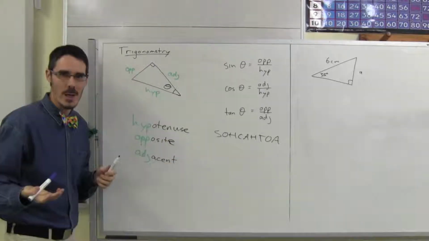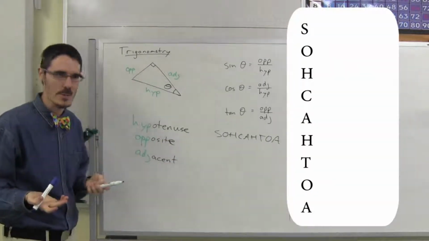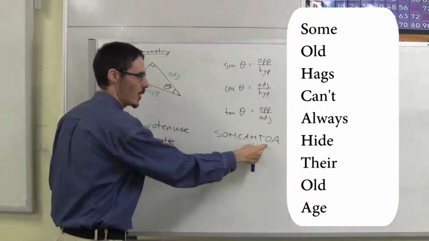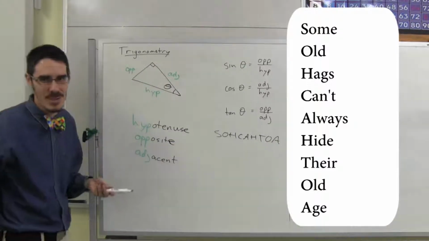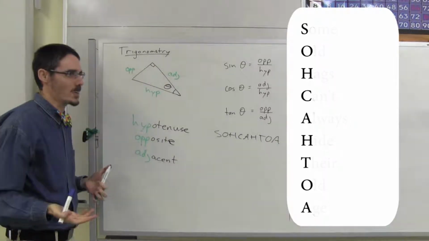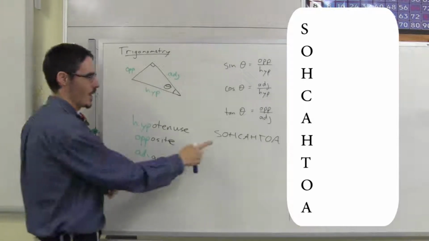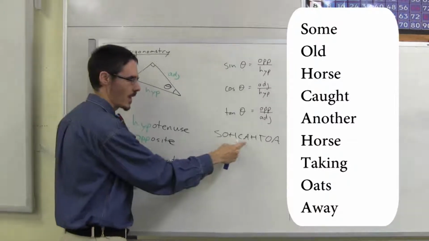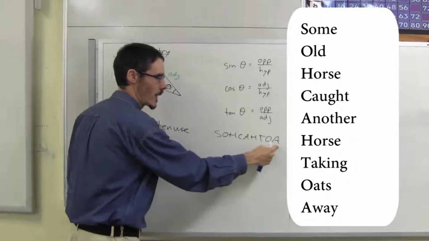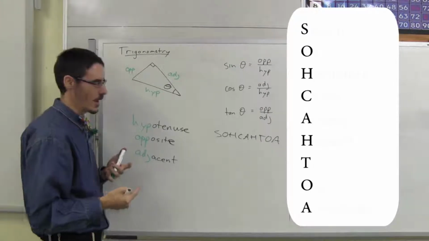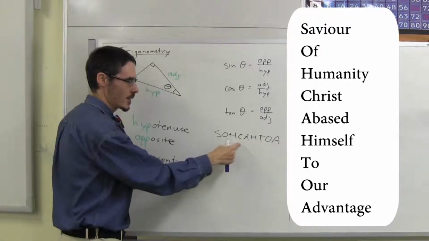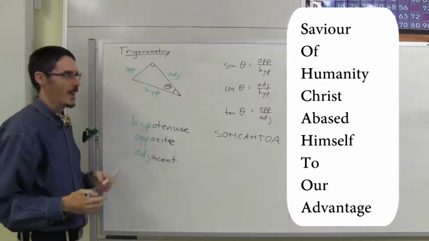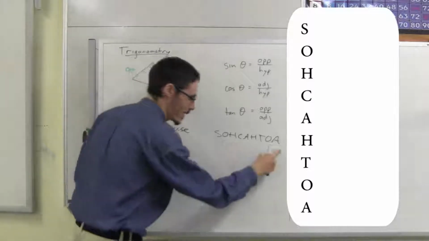Traditionally, there's been a little rhyme that everyone learns for trigonometry. Some old hags can't always hide their old age. That's traditional. But of course, there are many other alternatives. Let me see. Some old horse caught another horse taking oats away. Saviour of humanity, Christ abased himself to our advantage. You pick whatever you like. You can just remember SOHCAHTOA.